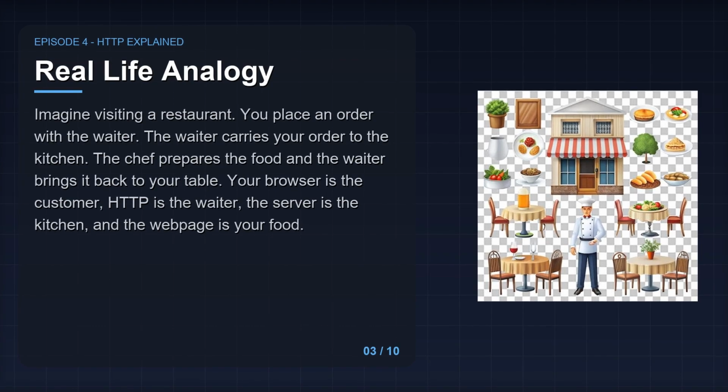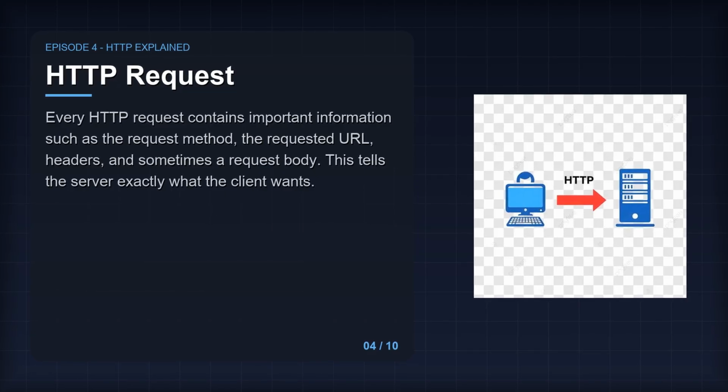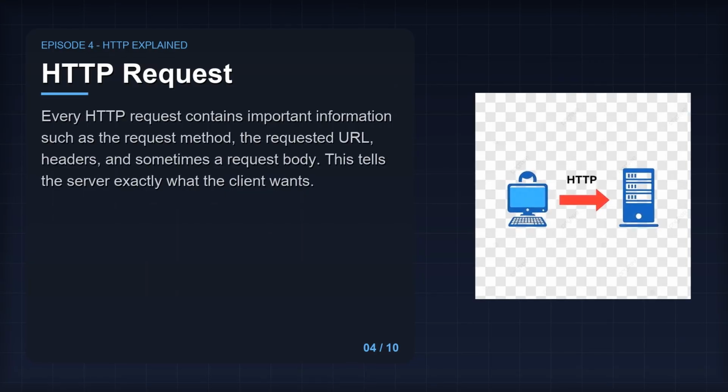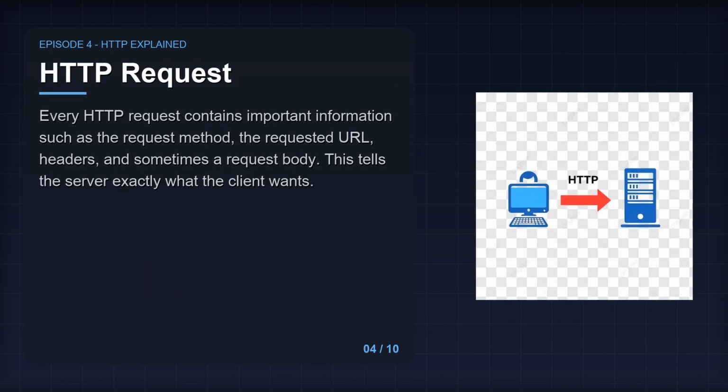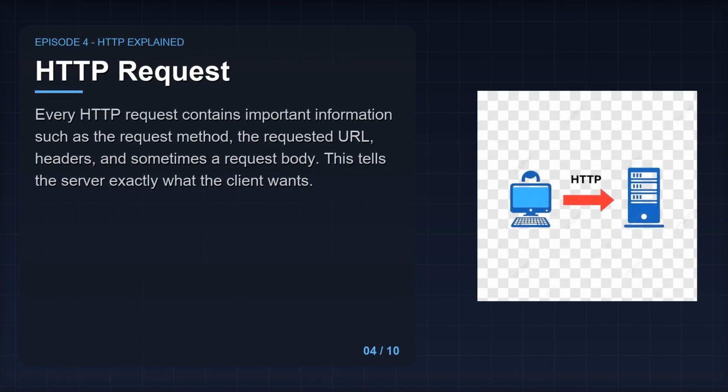Every HTTP request contains important information such as the request method, the requested URL, headers, and sometimes a request body. This tells the server exactly what the client wants.